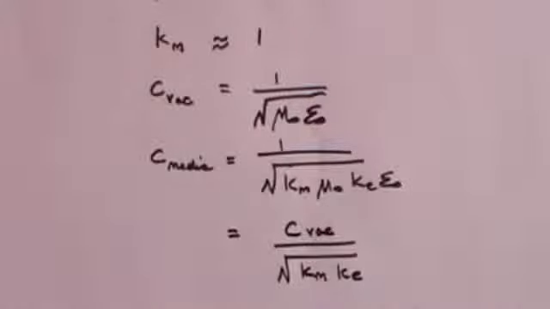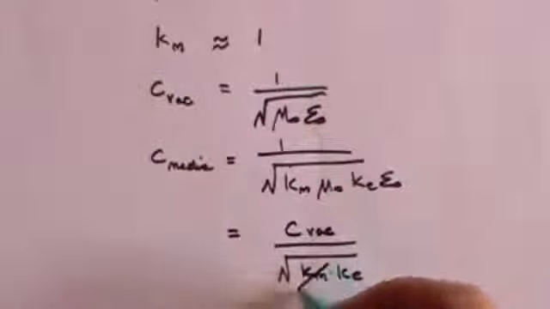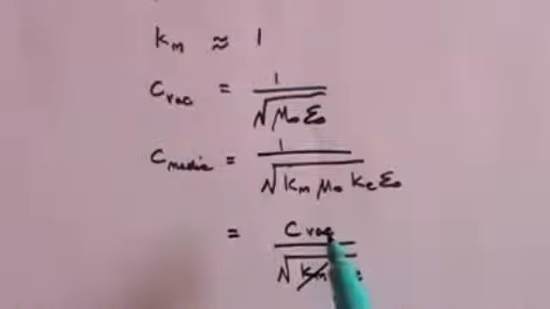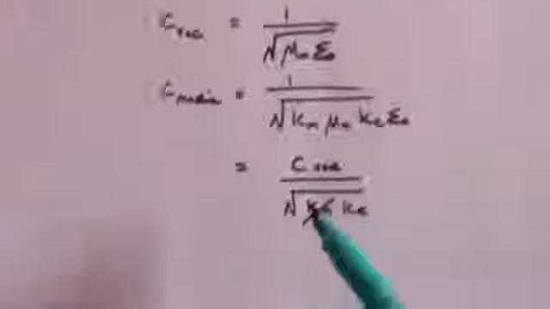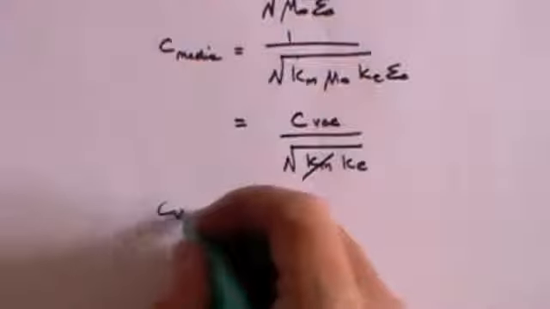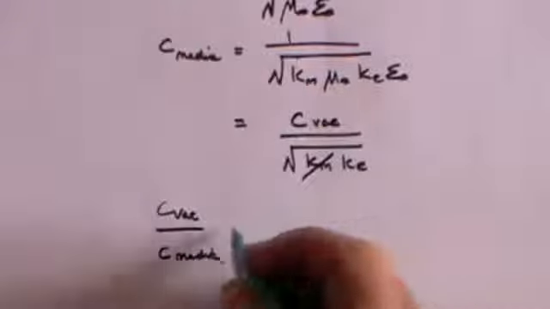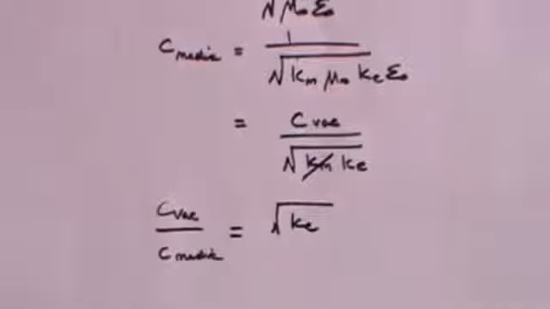But I've also told you that for purposes of today, Km is going to be 1. So that also goes, and we've now got that the speed of light in a dielectric media, like air, glass, water, is going to be the speed of light in vacuum divided by the square root of Ke. And if we just rearrange this equation here, we can see that the speed of light in a vacuum divided by the speed of light in a dielectric media is equal to the square root of Ke. And that we call the refractive index n.